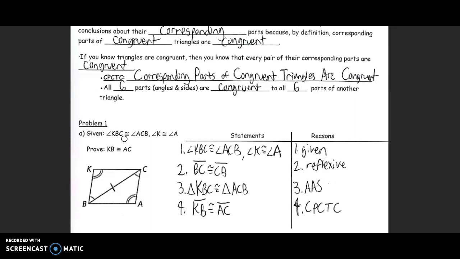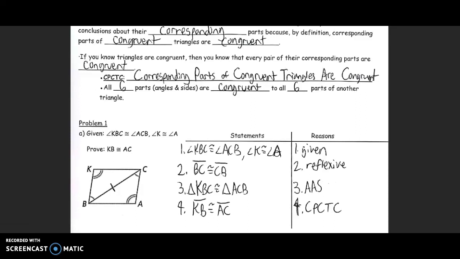First proof, we actually have 2 congruencies to start with, which is a good place to start. Notice our proof statement is different. What we've seen so far in this chapter is that we want to prove 2 triangles are congruent. Here we want to prove that side KB is congruent to side AC. So it looks like we're trying to prove that the left and right sides are congruent. If I start with my given, it tells us a pair of congruencies. We have angle KBC, that angle in the bottom left corner, is congruent to the angle in the top right, ACB. We also have another pair of angles marked congruent, and that's K and A.